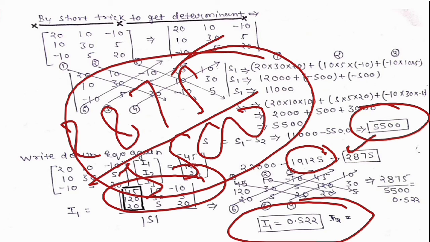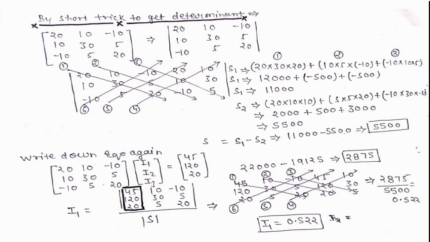Here you can also check Cramer's rule, and you will find the correct value. By using Cramer's rule and by using the normal conventional method, through both these methods we will get the same current value. The next one is how we find I2.